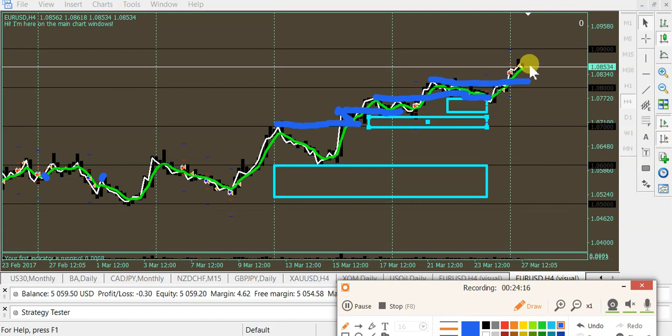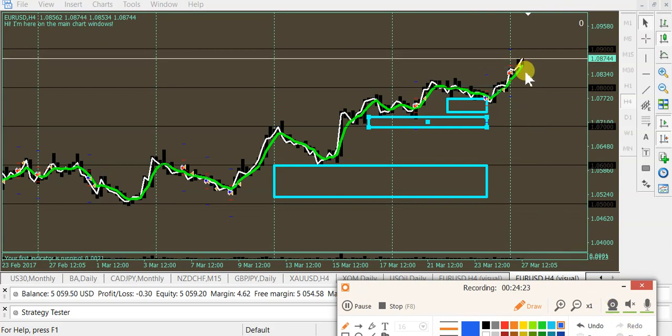Scalpers are pulling this one back. I would have sold that. That's pulling back to the 5-period. You trust this 5-period? You really trust that thing?